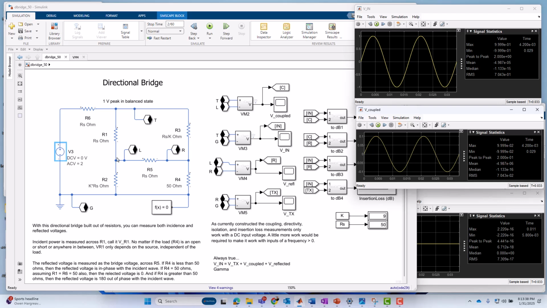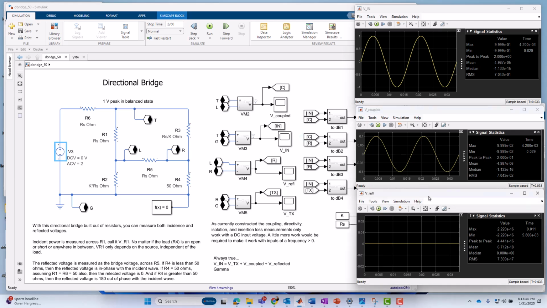And then 1/10 of a volt peak, I should say, drops across where I'm measuring the incident power across R1. I'm calling that V coupled. And then as far as what's dropped, again, nothing drops across R5. And if we want to look at what drops across VTX, it should be the remainder of the voltage to add up to 1 volt.